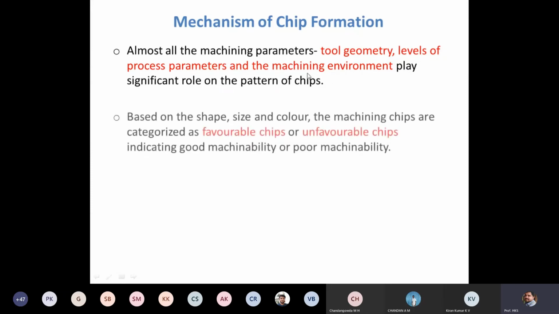Based on shape, size, and color, the machining chips are categorized as favorable chips or unfavorable chips, indicating good machinability or poor machinability. We discussed machinability. What do I mean by machinability?